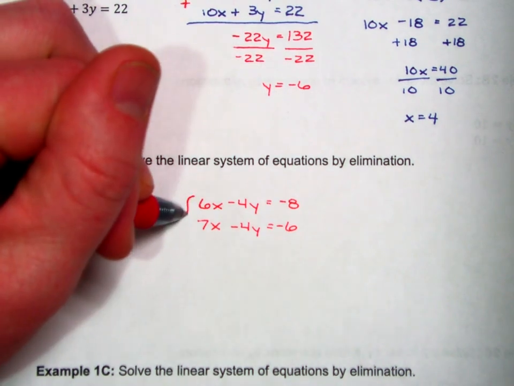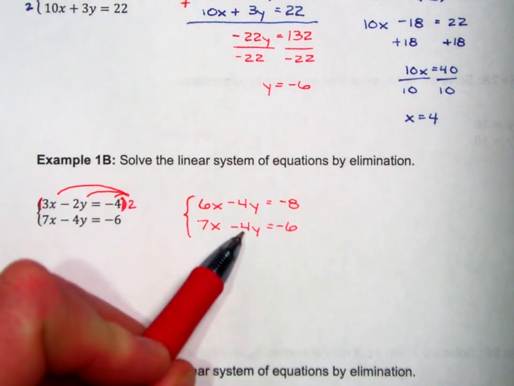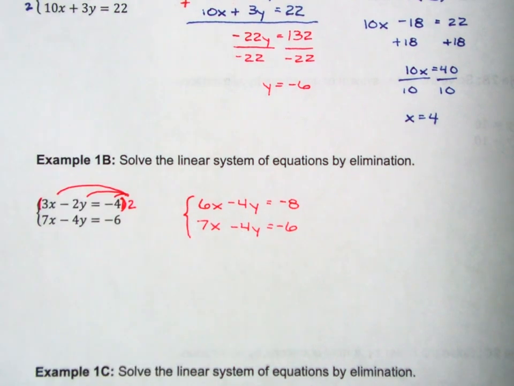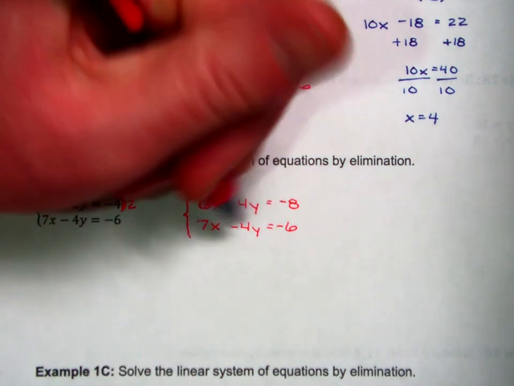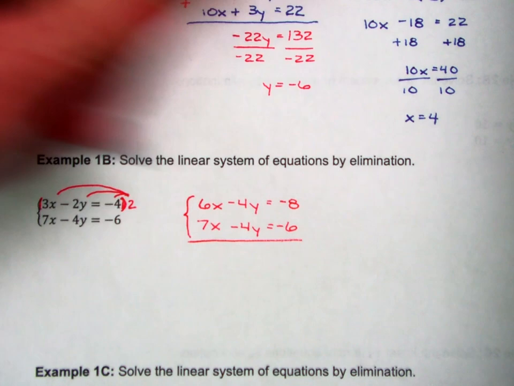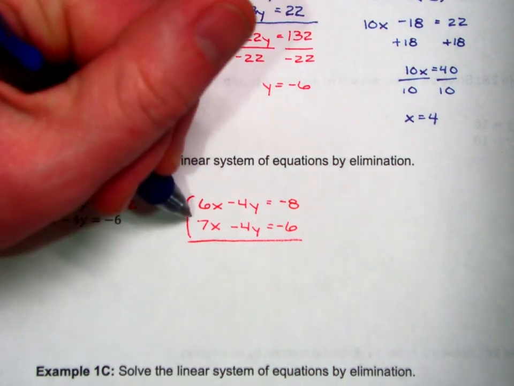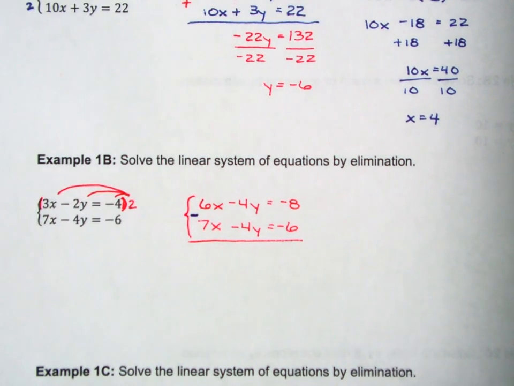Now, we've got the same value in front of the y's. What we need to determine is, are we adding or subtracting those? And since they have the same signs, they are both a negative 4y, that's going to tell us that we're going to need to do a subtraction problem.